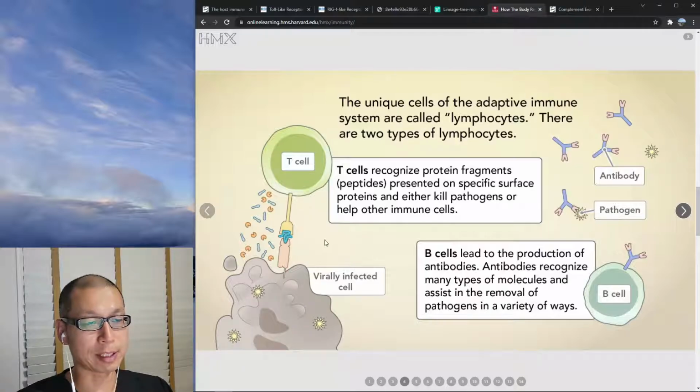There are two types of lymphocytes. T cells recognize protein fragments on surface proteins and kill the pathogen or help other immune cells. So see, this is the T cell receptor, and it recognizes this thing. Like, let's say that this is a virally infected cell.